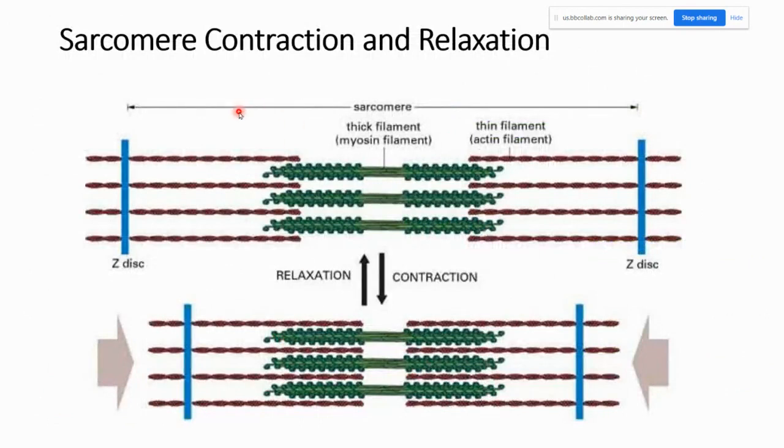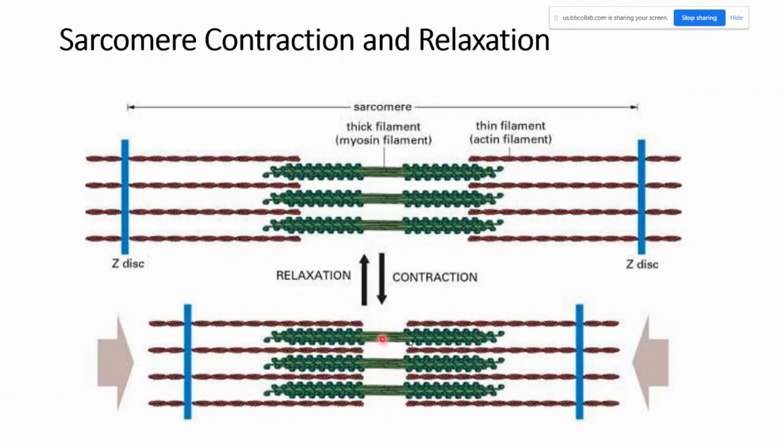So this is a nice illustration. It shows the Z discs, how far apart they are when the muscle is relaxed. Look at the amount of overlap between actin and myosin. Now here is a contracted sarcomere, right, where there's a lot of overlap between actin and myosin.